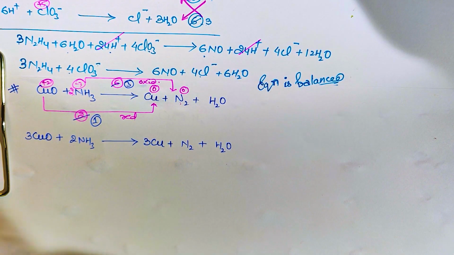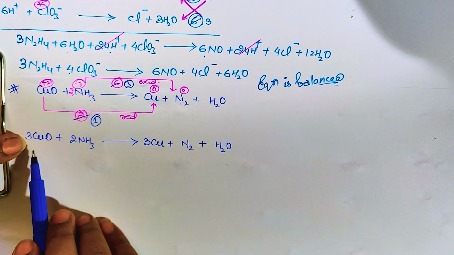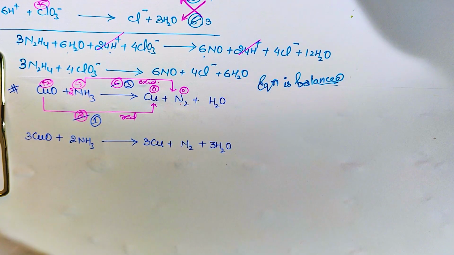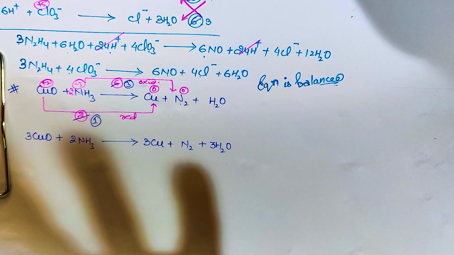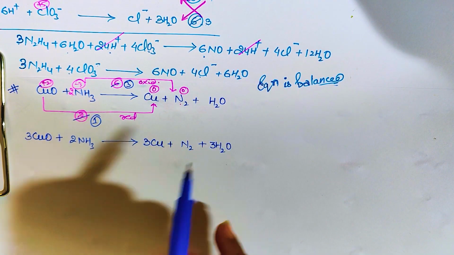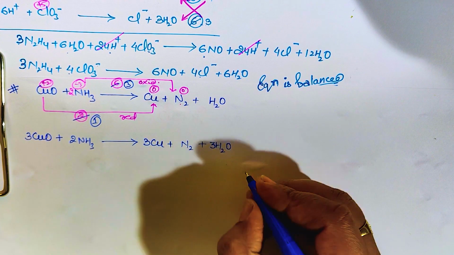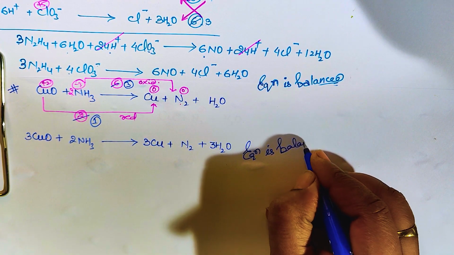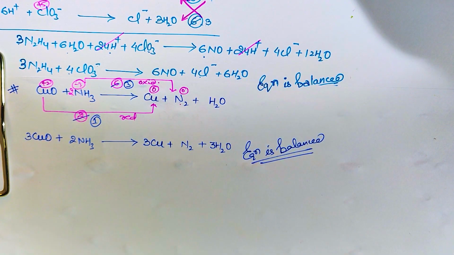What next? You have to balance the oxygen first. So 3 oxygen over here but 1 oxygen over there, so just multiply by 3 and then equalize the number of hydrogen. So just check this, 3 2s are 6 and 3 2s are 6 over here. So this equation is balanced. I hope it is clear. So that is the short way you can do.